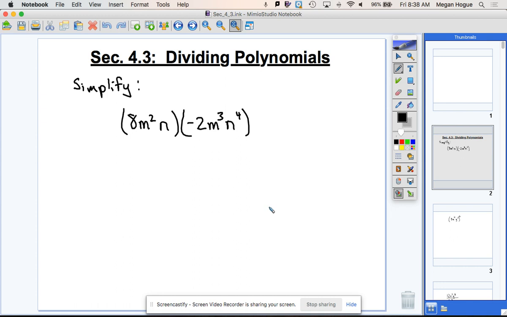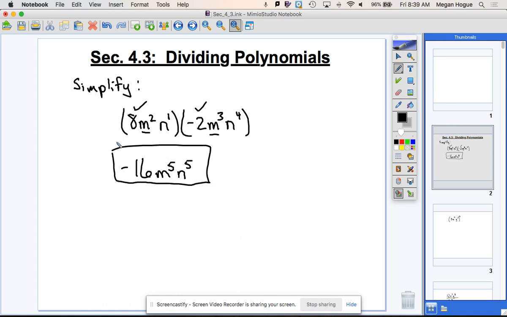AJ, when I multiply those, what do I do with the exponents? Yep, so I'm going to multiply still the coefficients to get negative 16, but I add the exponents. So it will be m to the fifth. Don't forget this n has an exponent of 1, so n to the fifth. Chase, do I have to move this 16 down? No, because it's not a negative exponent, it's just a negative coefficient, and that's fine. And so this is my answer: negative 16, m to the fifth, n to the fifth.